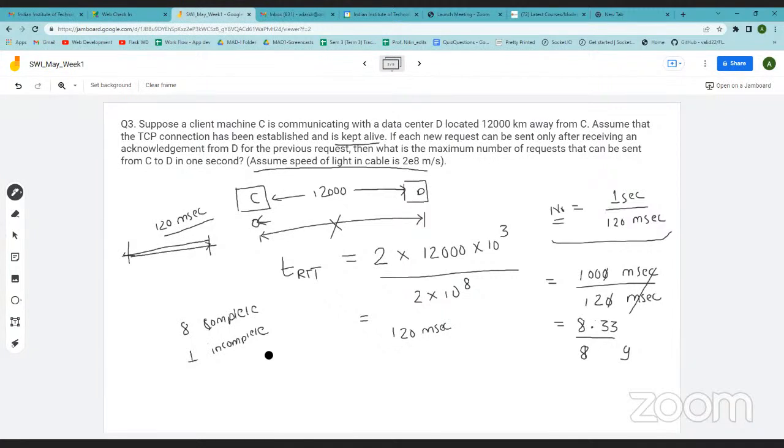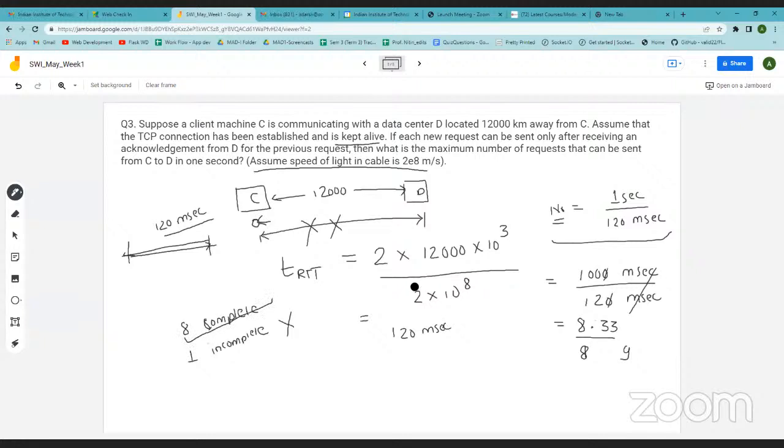Any incomplete request, I can physically think of it like this: a client is making a request to the server, but it never reaches the server, or the server fails, or for some reason the connection fails. In that case, the server will never respond with the proper data. So an incomplete request cannot be considered a request, and we will consider only the completely done requests.